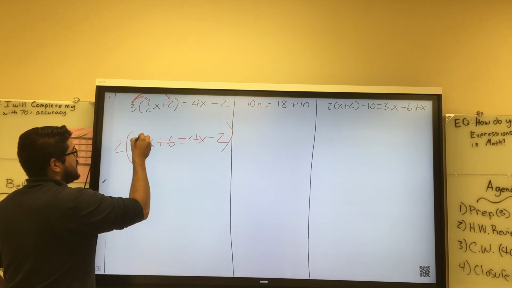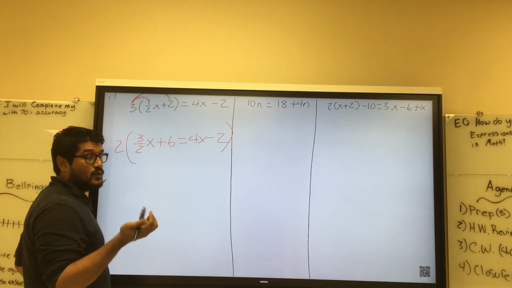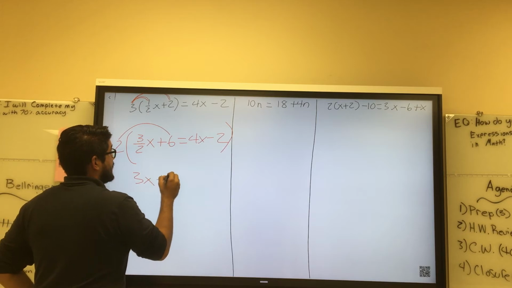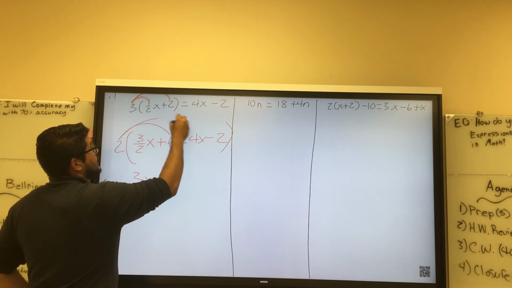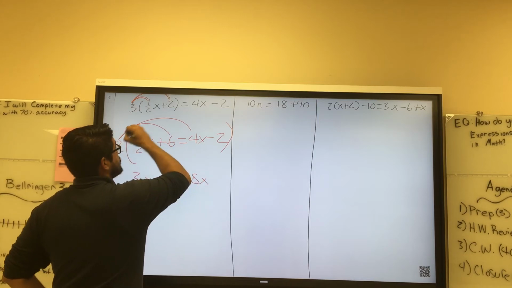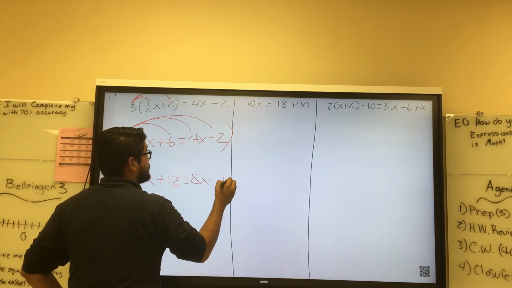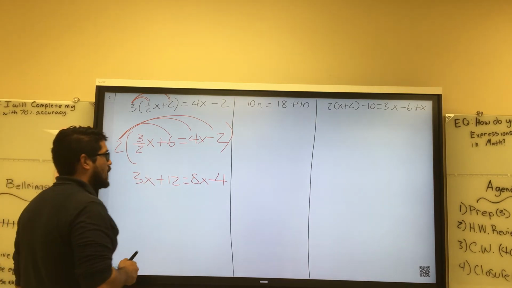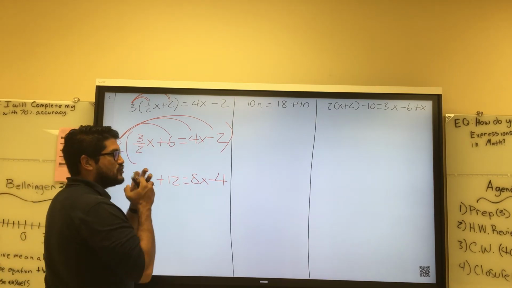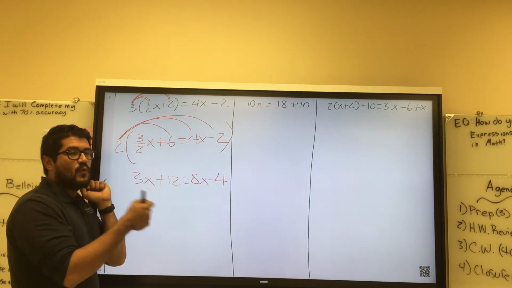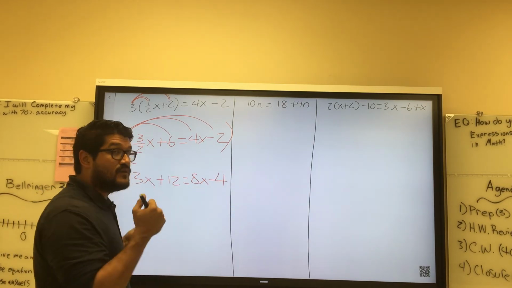So 2 times 3 is 6, and 6 divided by 2 actually gives you a whole number, which is 3x. 2 times 6, that gives you 12. 2 times 4 gives you 8x. 2 times a negative 2 gives you negative 4. And there you go. Now, this is a simple problem to solve. Our problem right now is that there's 2 x's. Okay, I don't like when there's 2 x's, one on this side and one on that side. So we got to get rid of one.